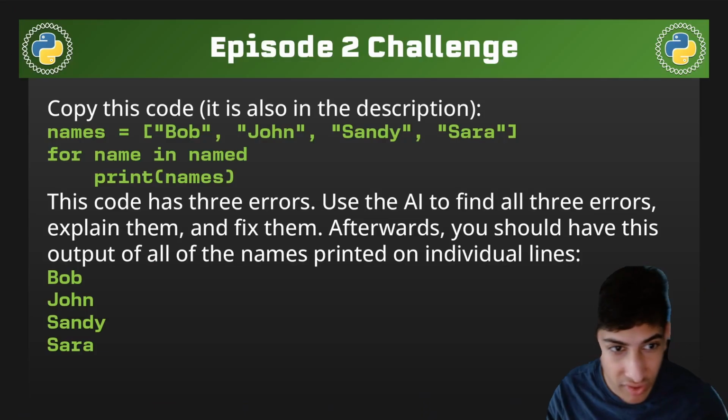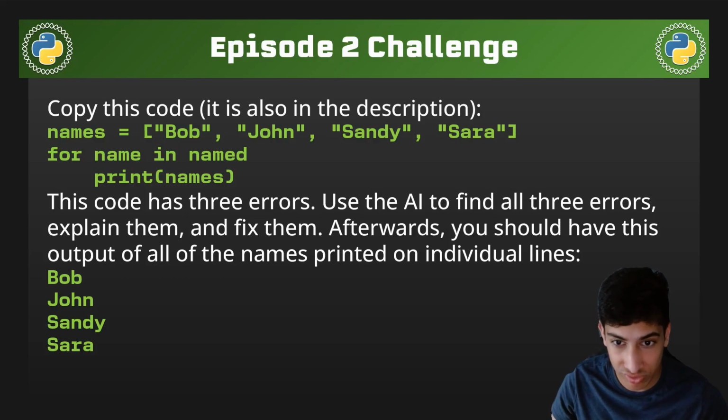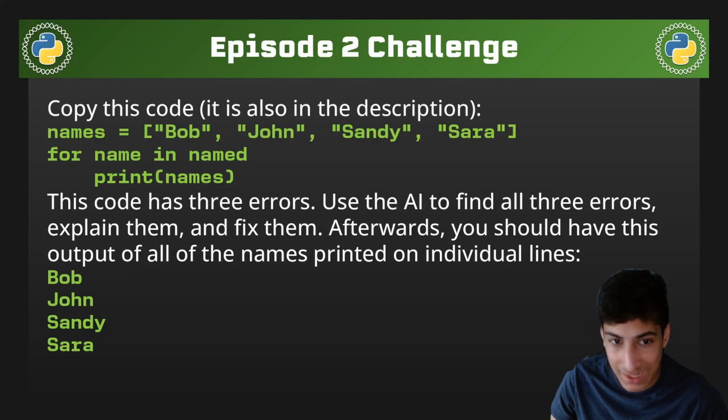So the challenge for this episode is to copy this code. It'll also be there in the description so that you can easily copy and paste it into VS Code. This code has 3 errors. For this exercise, you want to use Windsurf chat to find all 3 errors, explain all the 3 errors, and fix all of them too. After you're done, you should have this output of all the names printed in the names list on individual lines inside of the terminal.